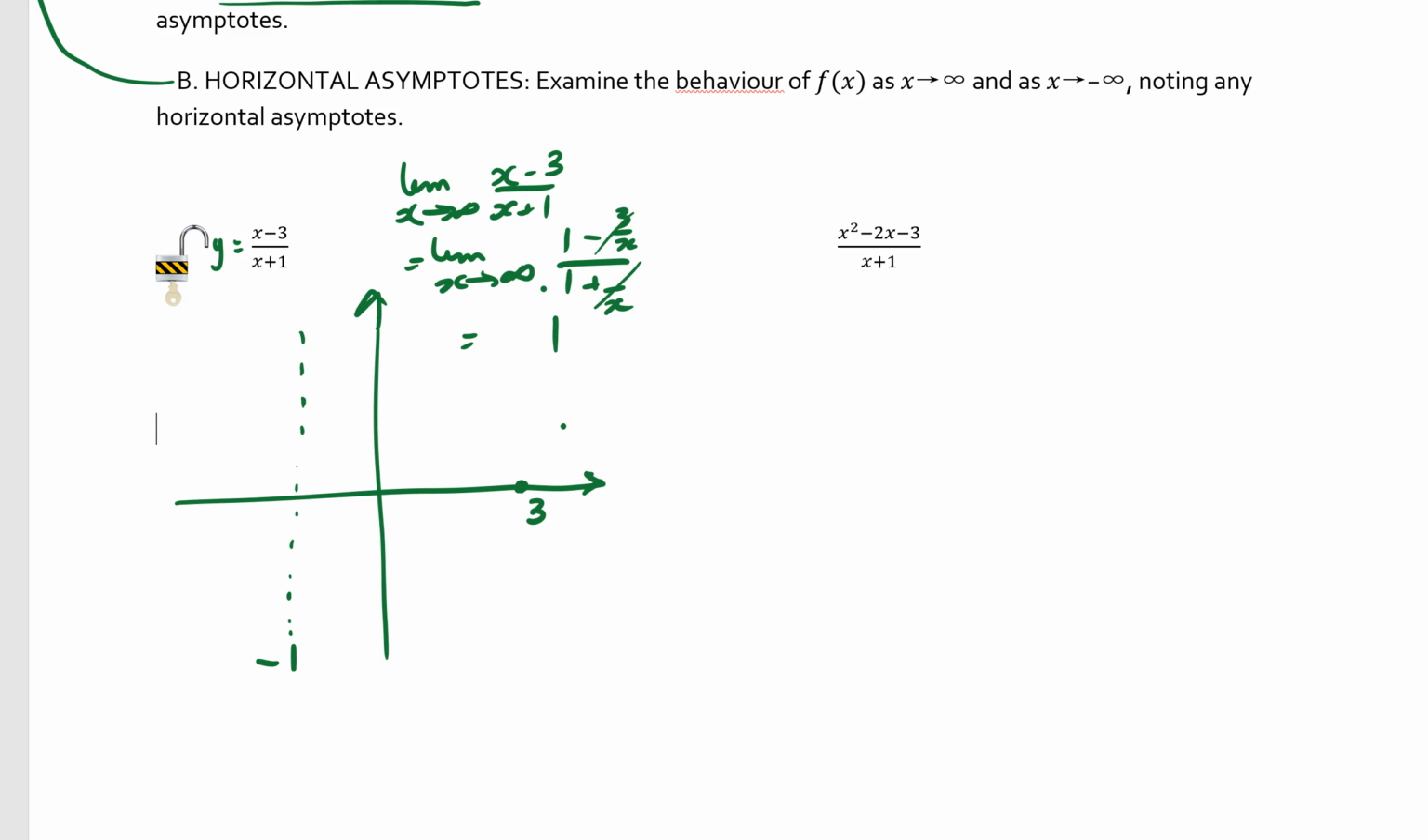Now, is there a way of telling if you tend from the top or the bottom? Well, there is a little bit, because we are subtracting something from this one and we are adding something to this one. So the top is going to be slightly smaller than the bottom. So we're going to come towards that one from underneath towards plus infinity.